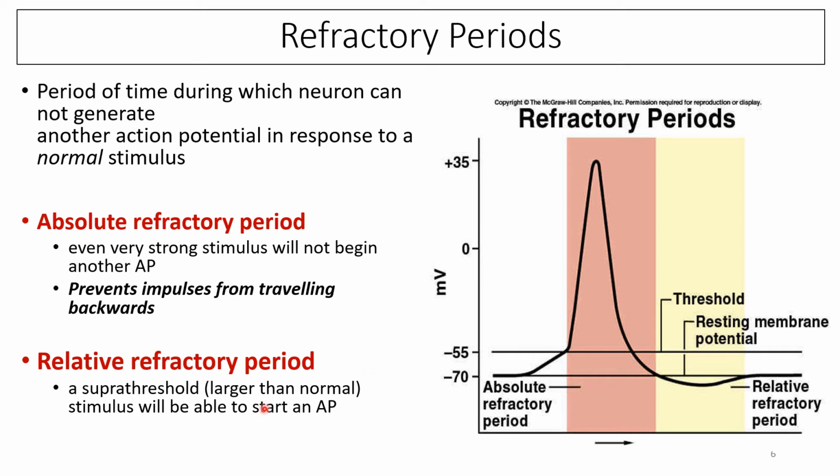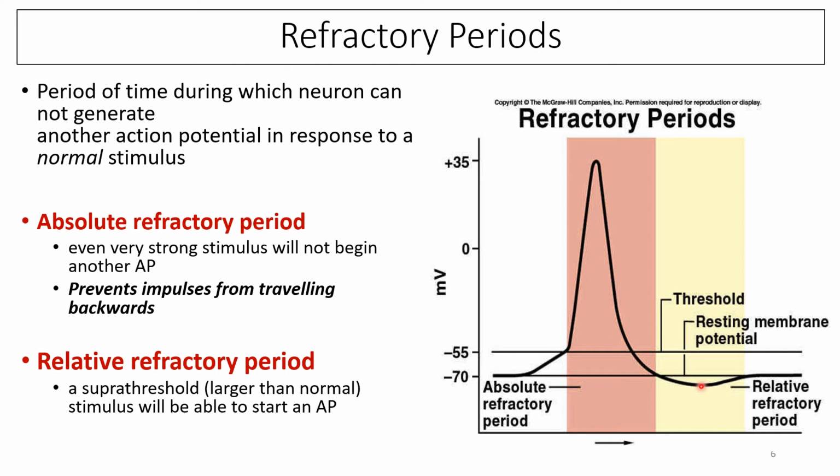So you would need a larger than normal stimulus or a supra-threshold stimulus, so a very large stimulus, because we need to depolarize the membrane much more than normal to get back to threshold. So it's possible to create another action potential during this time, but you need a very large stimulus to do so. So this is known as the relative refractory period.